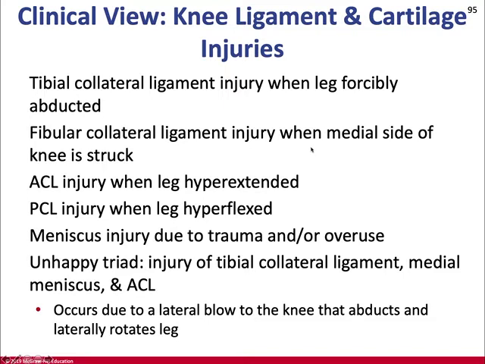Fibular collateral, when the medial side of the knee is struck. ACL, when the leg is hyperextended. PCL, when it's hyperflexed. Meniscus, due to trauma or overuse. And also it's sometimes a byproduct of tearing the ACL or the PCL, because you can get more play in the joint when that happens. Usually, injury of the tibial collateral, medial meniscus, and ACL can be the result of a lateral blow to the knee that abducts and laterally rotates the leg.